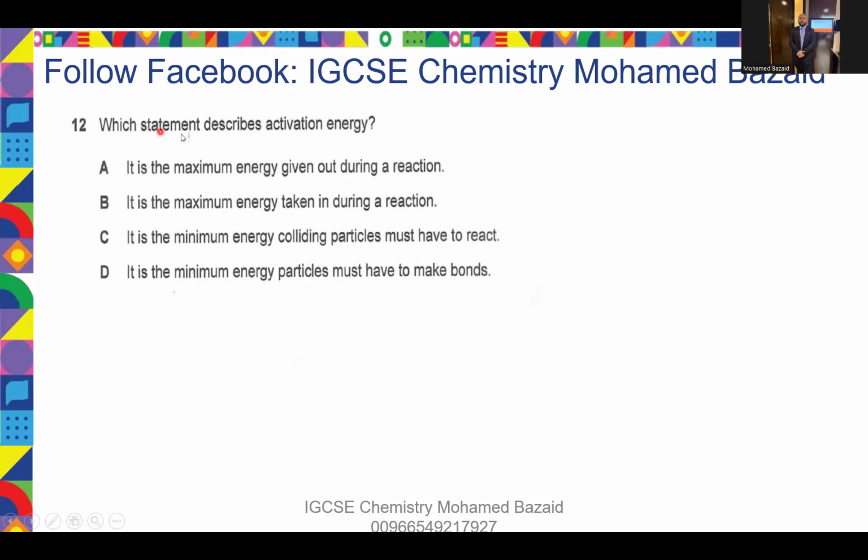Question 12, which statement describe activation energy? So direct, this is the definition of activation energy, is the minimum energy colliding particles must have to react, letter C.